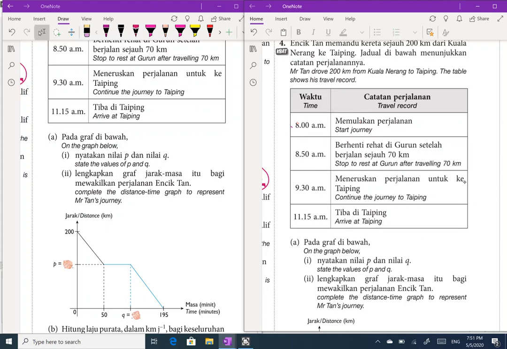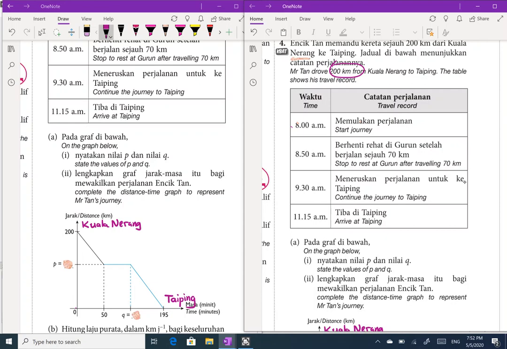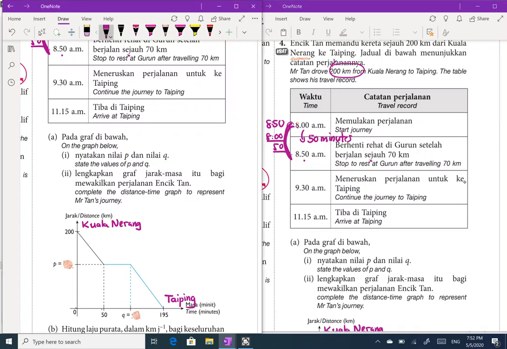So I start from Kuala Nerang. Here is Kuala Nerang, this is Taiping. He drives 200 km from Kuala Nerang to Taiping. That means the total distance is 200 km. He starts the journey at 8:50, then he stops. 8:50 minus 8 is 50 minutes, right? So here to here is 50 minutes. He stopped 50 minutes. Then he continued again.